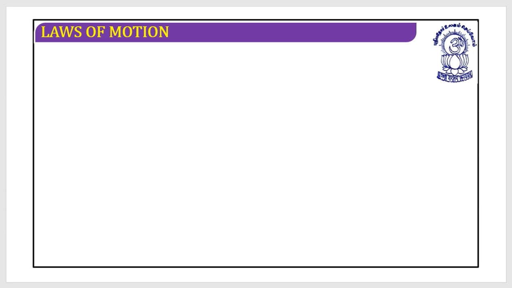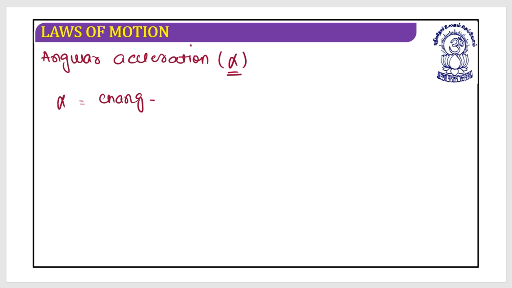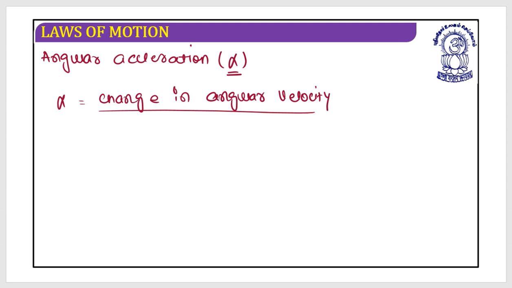This was the omega. Now let's discuss the next terminology, that is angular acceleration, generally denoted as alpha, and this acceleration alpha is equal to change in angular velocity divided by time.